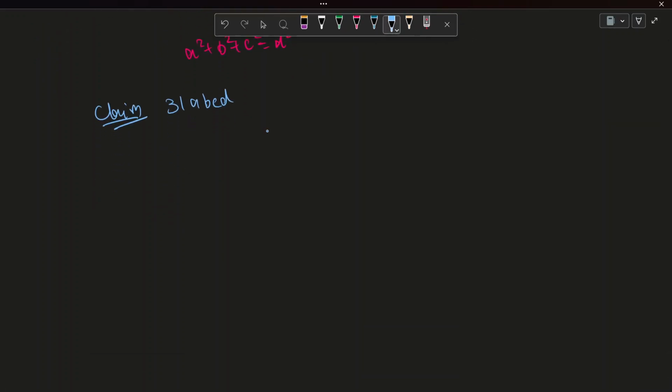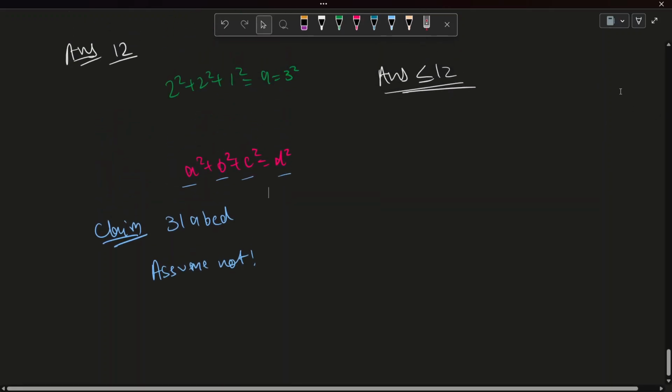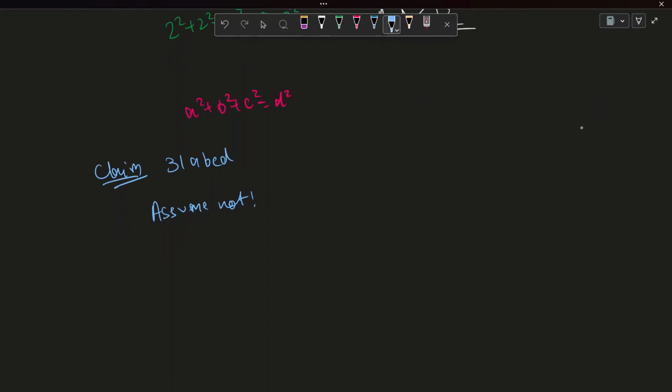For the proof, assume not. Then none of a, b, c, d is a multiple of 3. Notice that if 3 does not divide a, then a is congruent to either 1 or 2 mod 3, and in both these cases a square is congruent to 1 mod 3. This is what we get when 3 does not divide a.